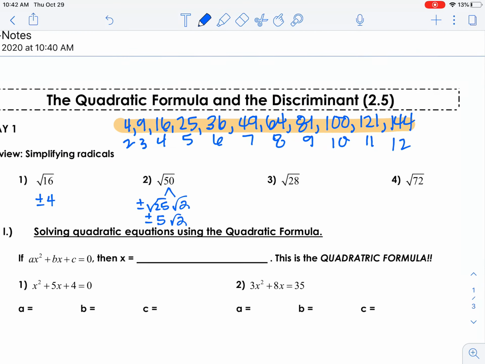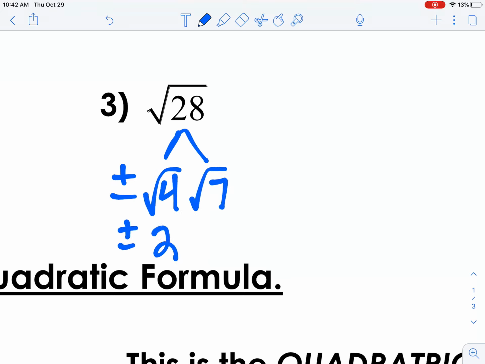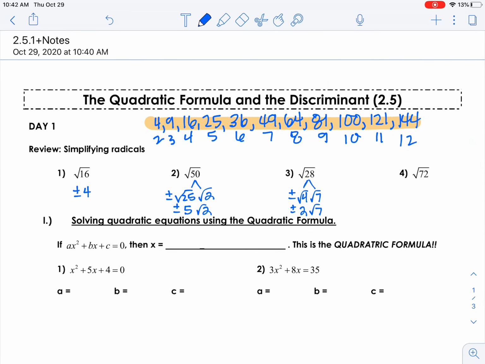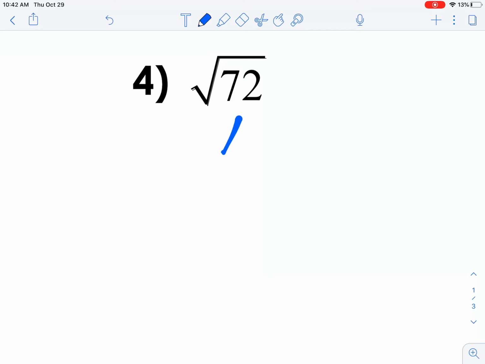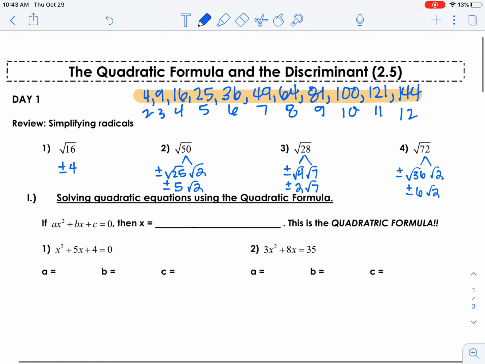28, 4 goes into 28 7 times, so this is 2, radical 7. And then 72, 4 goes into 72, 9 goes into 72, 36, though, goes into 72 twice. So 6, radical 2. Okay, so that's just a review of simplifying radicals.